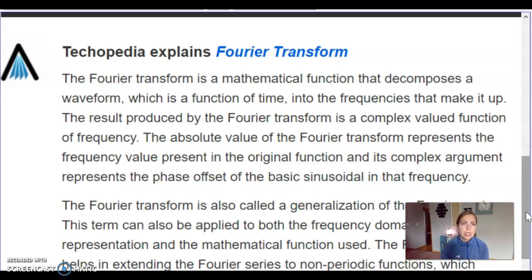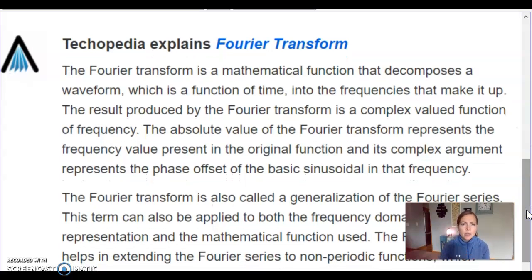So this was from Techopedia. They explained the Fourier transform series. So it says the absolute value of the Fourier transform represents the frequency value present in the original function, and its complex argument represents the phase offset of the basic sinusoidal in that frequency.